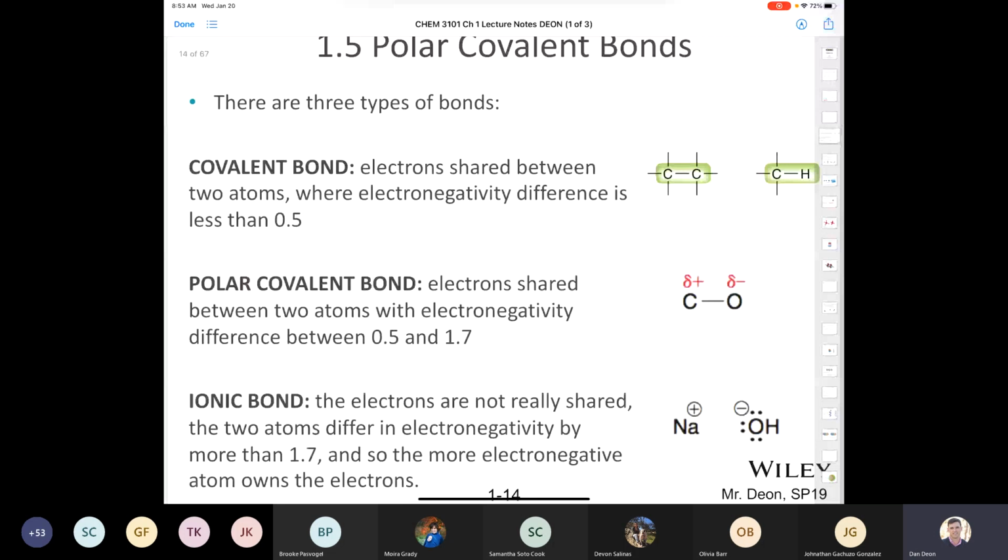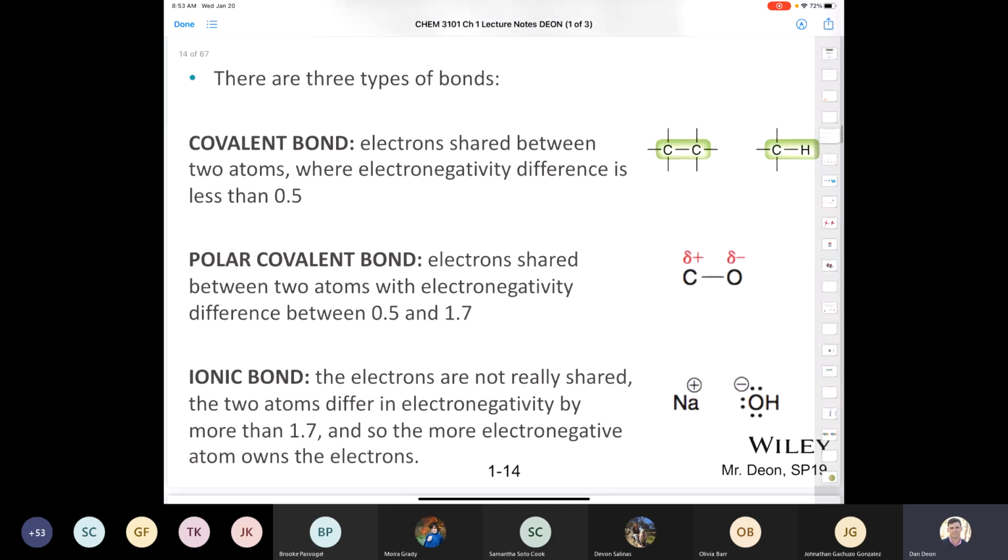There are 3 types of bonds that we're going to be concerned with in this class: polar covalent, non-polar covalent bonds, and ionic bonds. So maybe here we could put non-polar covalent bond. That's when the electrons are shared between 2 atoms, and the difference in electronegativity between those 2 atoms is less than 0.5.